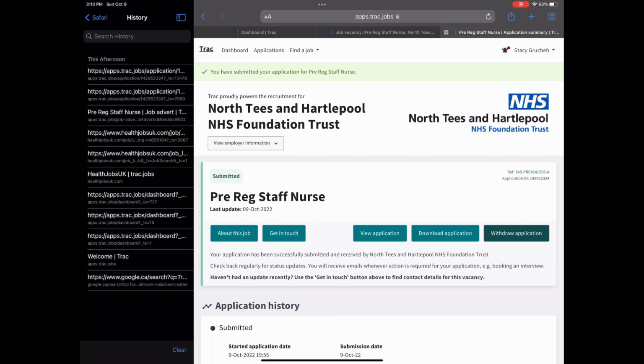And if you notice, after making this application, you get a notification to your mail showing, oh, you've applied for this position. And then when you're contacted by the trust, you also get a mail. So it's best to also always check your mails.